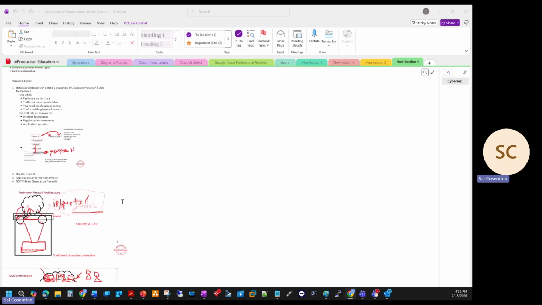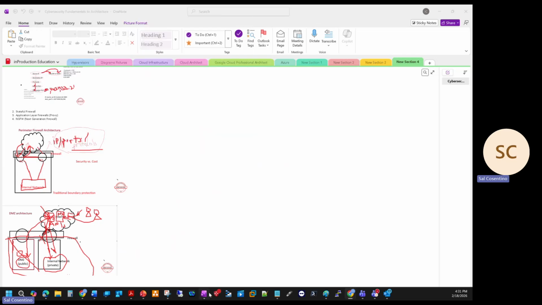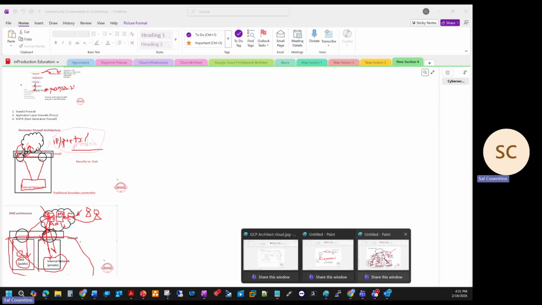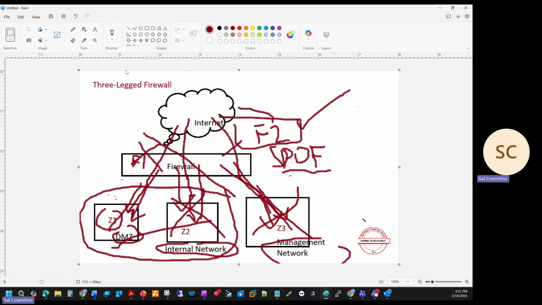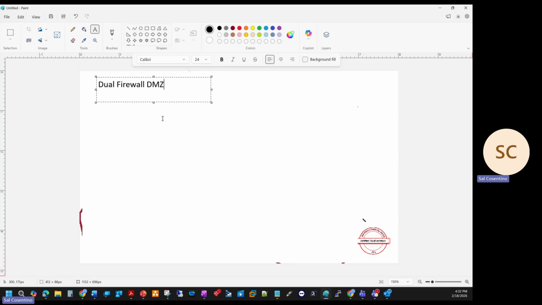So, last one. I'm going to bring out this picture and highlight the mess here, the debauchery. And again, this is dual firewall DMZ. Okay, what does that mean? What kind of firewalls are these? And again, we're going to draw it.